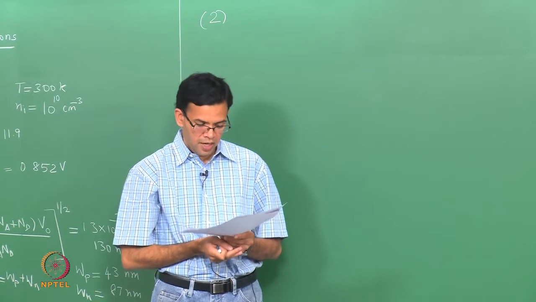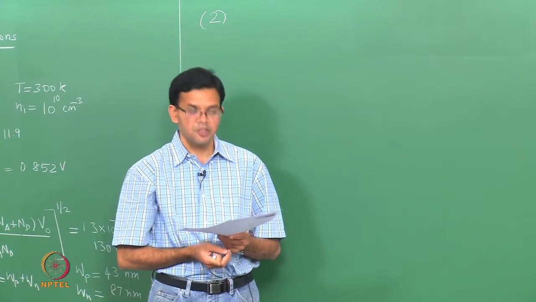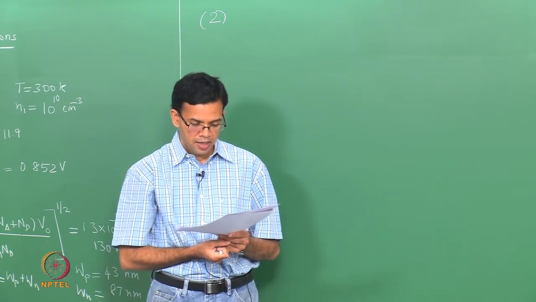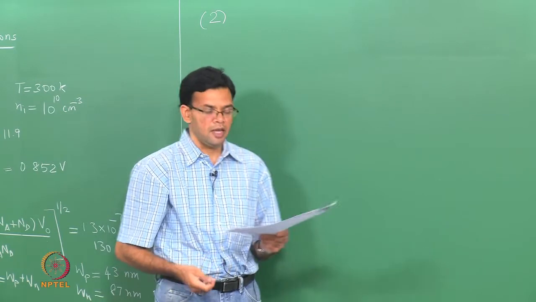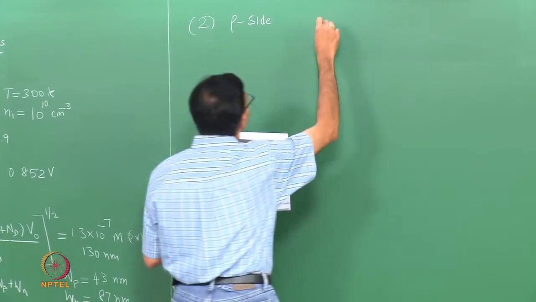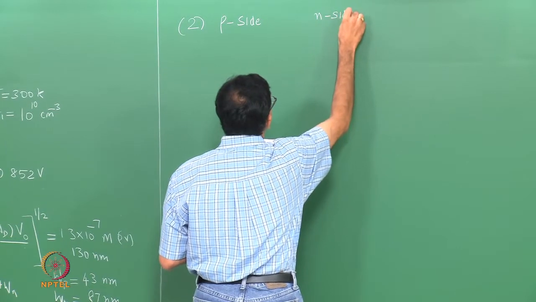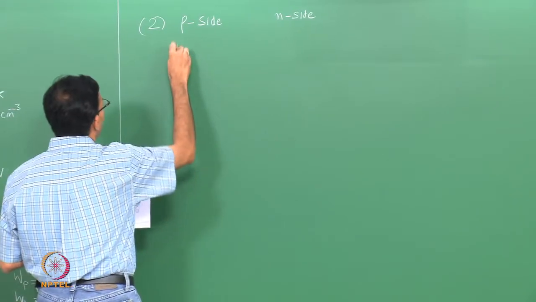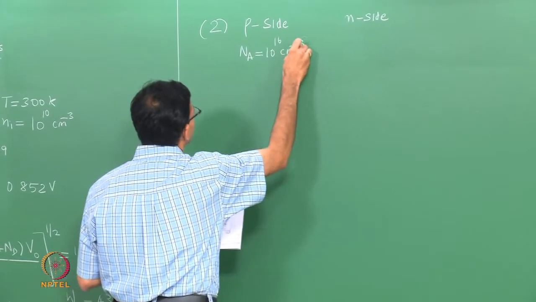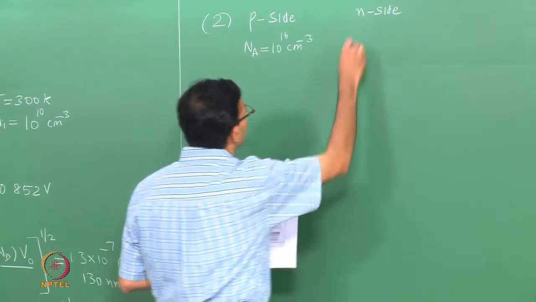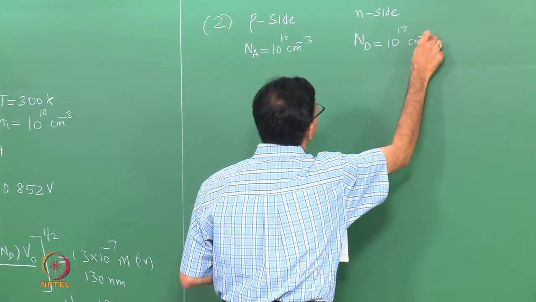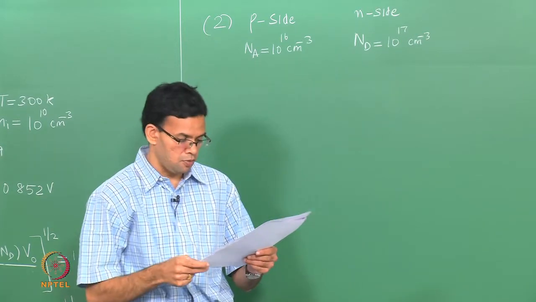Problem 2. We have a PN junction diode with a concentration of 10 to the 16 acceptor atoms on the P side and 10 to the 17 donor atoms on the N side. So, once again you have the P side and the N side. So, Na is 10 to the 16 and Nd is 10 to the 17 per centimeter cube.